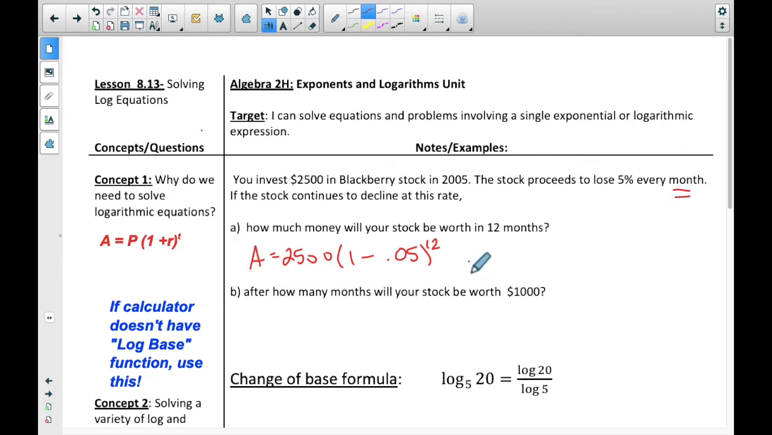We can put this directly into our calculator and solve it. Take a second right now in your calculator to do that. All right, you should have gotten $1,350.90.